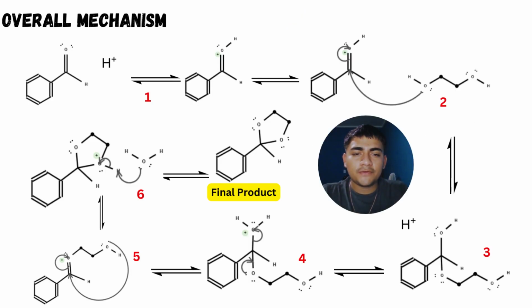And here we have the overall mechanism of the reaction. At the beginning, you can see that we have our benzaldehyde in our acidic environment, which is represented by the H plus. So it gets protonated because of the acid. Secondly, we can see that our nucleophile attacks our electrophile at the carbonyl, at the pi star, which causes the pi bond to break. And so the pair of electrons goes back to the oxygen.